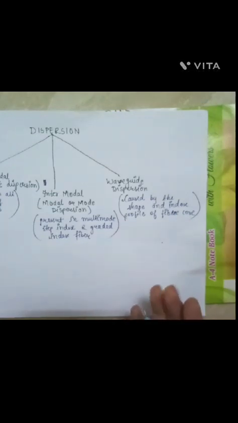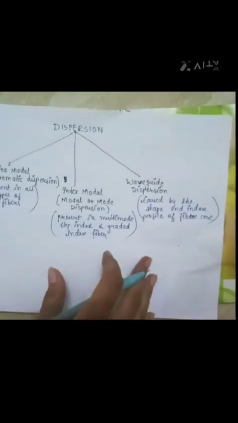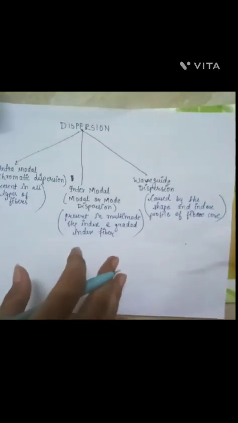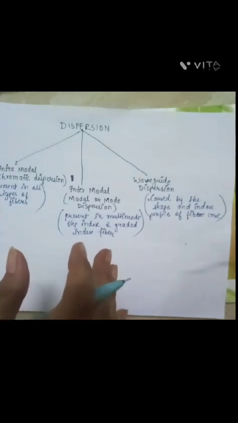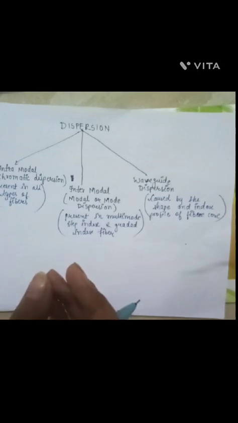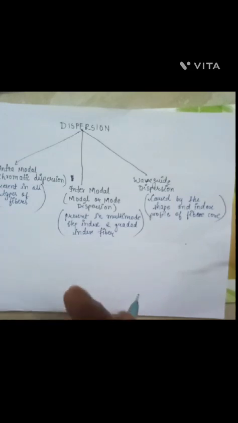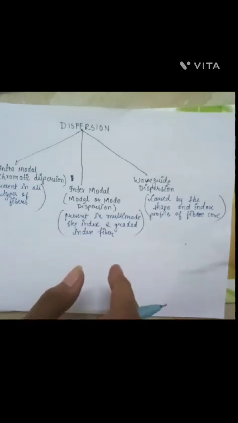Then the waveguide dispersion is caused by the shape and index profile of the fiber core. However, this can be controlled by careful design, and in fact, waveguide dispersion can be used to counteract material dispersion. So this was all about dispersion: what dispersion in optical fiber is, what the types of dispersion are, and what happens when the pulses travel through the optical fiber and get dispersed.